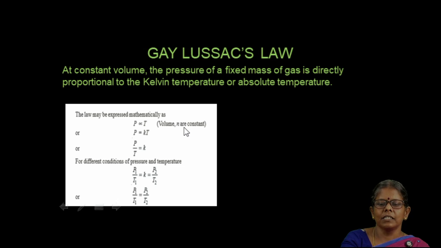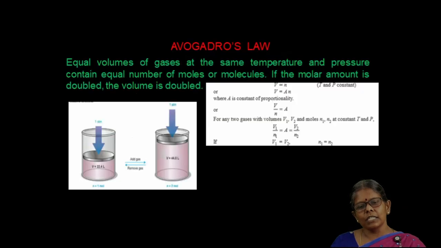And this is the mathematical expression. Volume is kept constant, the number of moles is also kept constant. Therefore, the pressure is directly proportional to T. The proportionality is replaced by a proportionality constant, that is P by T is equal to a constant. If the pressure is increased from P1 to P2, then the temperature is also increased from T1 to T2. This is the mathematical expression, that is P1 divided by T1 is equal to P2 divided by T2. This is about Gay-Lussac's law.